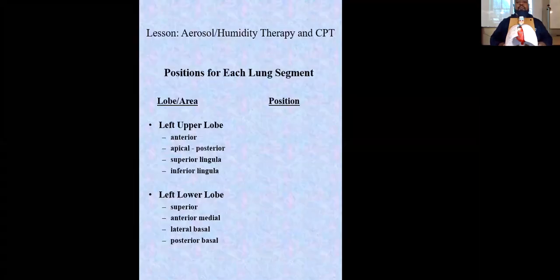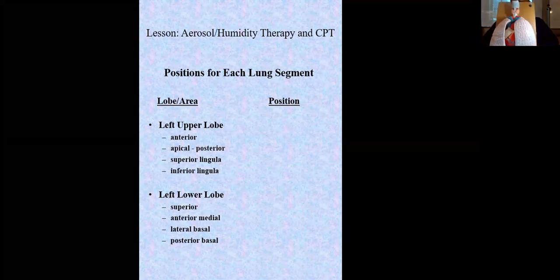All right, so the left upper lobe, we said, has anterior, apical posterior, superior lingula, and inferior lingula. All of those segments are in the left upper lobe. Then you have the left lower lobe, which has the superior, just like the right. Both the left lower lobe and the right lower lobe have a superior segment, which is in the back.